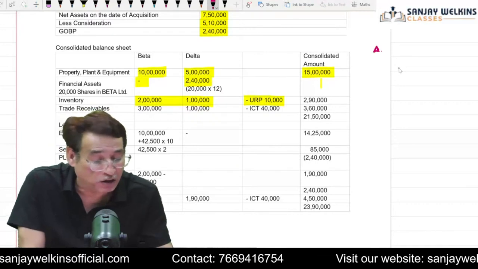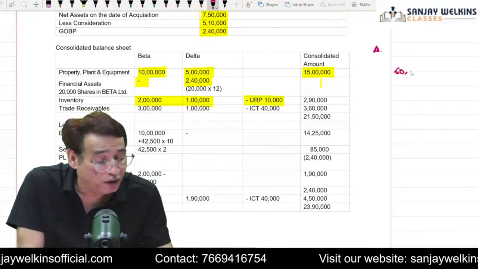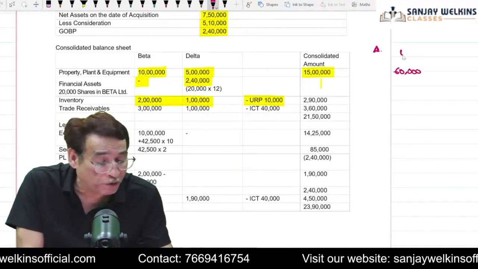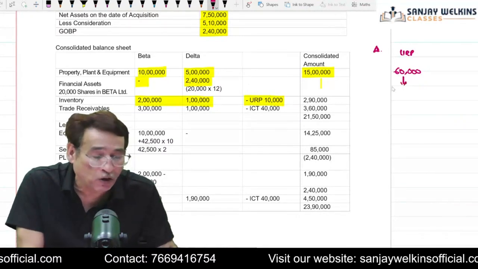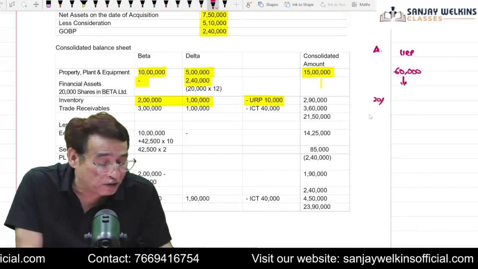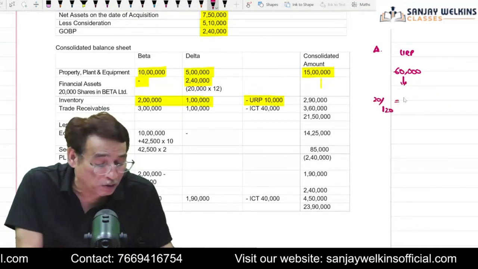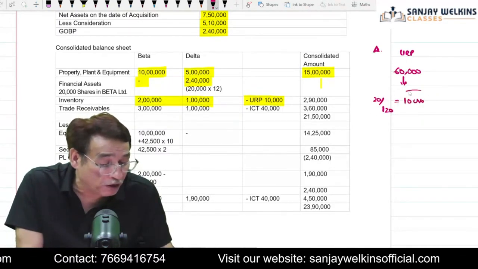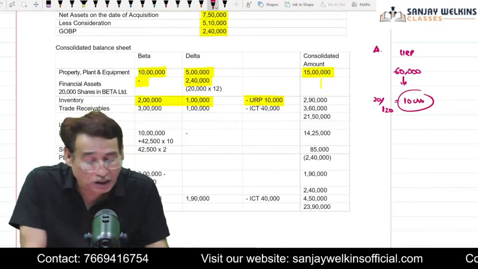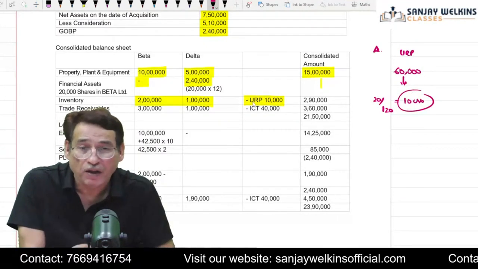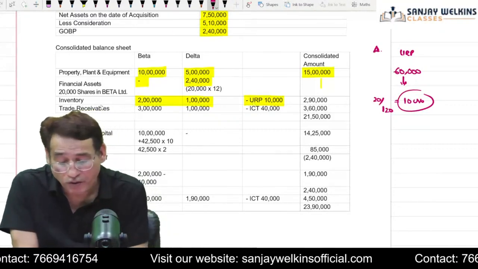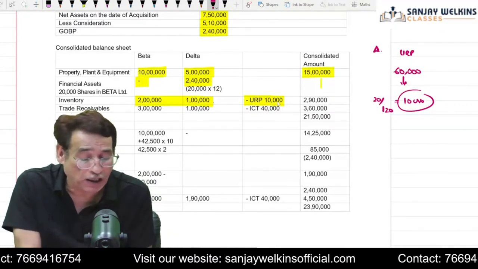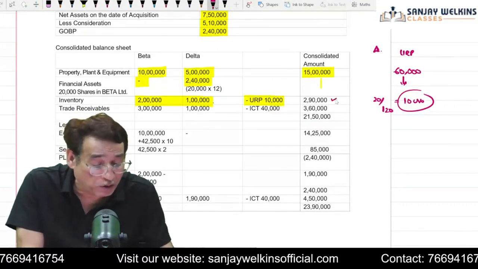See, actually, there is the concept of unrealized profit in this particular question. 60,000 worth of goods are in the stock, correct? And profit margin is 20 by 120. So unrealized profit will be equal to 10,000. So this 10,000 you are going to write over here. Is it clear to you or not? So inventory 2,00,000 plus 1,00,000 minus 10,000, you are going to write 2,90,000.